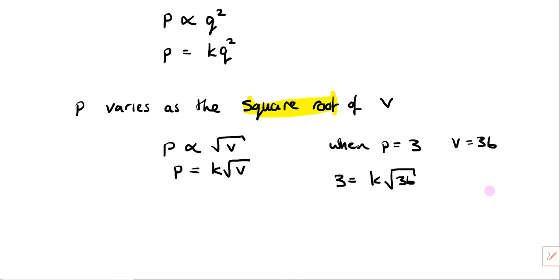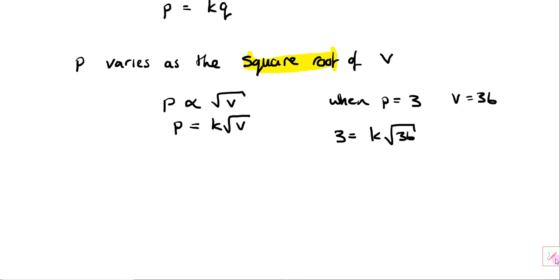So what would we do then? We'd be working out our square root of 36, 6, so that would mean 3 is 6K, which makes K 0.5, a half. Okay. So we would be saying P is a half of root V. So the same way we did it with a linear, we have to use the information.